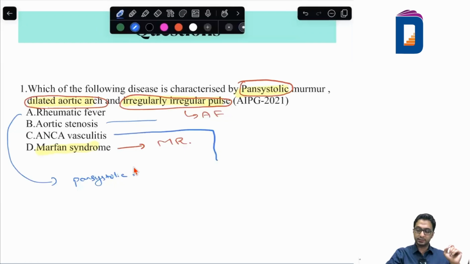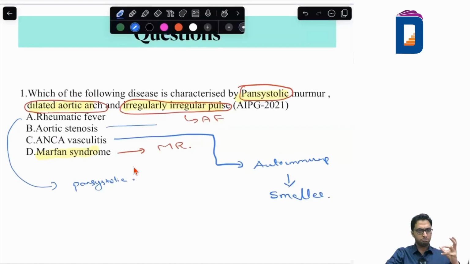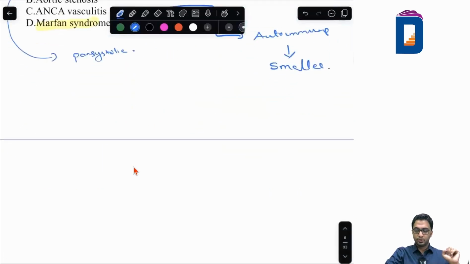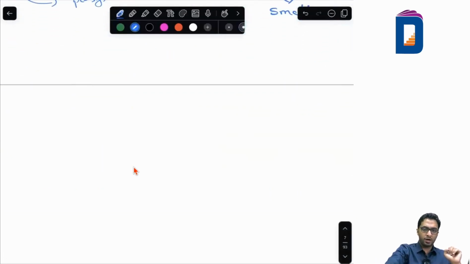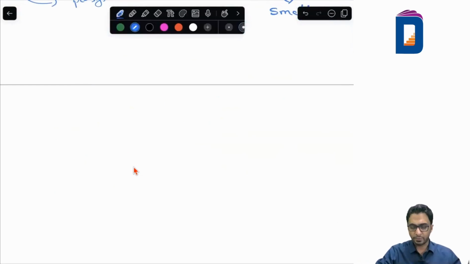ANCA vasculitis. Just to know, ANCA vasculitis is an autoimmune disease affecting your smaller vessels, not the larger cardiac vessels, so cardiovascular manifestations are very little. It is basically localized vascular manifestations, so you don't get these big murmurs and all this. Okay, so let's come to Marfan syndrome a little bit.